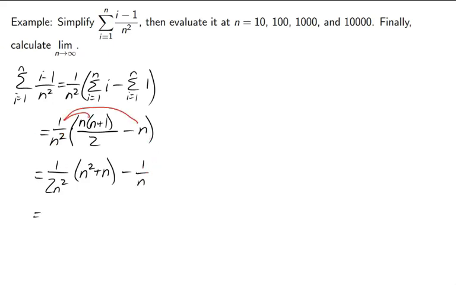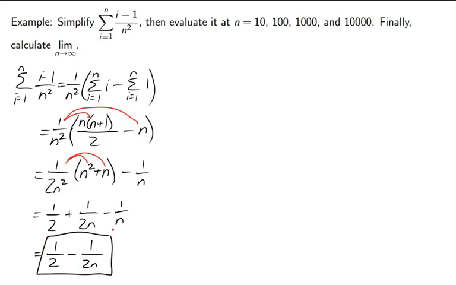So now let's distribute it again. Let's do some more of this. I get 1 over 2n squared times n squared is a half. Plus 1 over 2n squared times n is 1 over 2n, minus 1 over n. So what I'm thinking of is this is like 1/2 of 1 over n, and this is just 1 of 1 over n. So my final answer is 1/2 minus 1 over 2n. That's what I claim to be the answer.